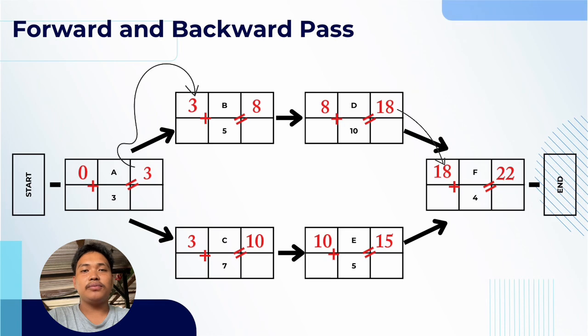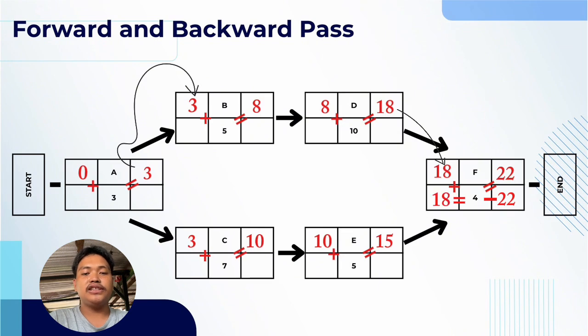To continue, backward pass, we will start at the right side. Copy the EF, or the earliest finish, down to the LF, or the latest finish. To determine the latest start, we're going to subtract the LF and the time. Since the rule in the forward pass is that you should add it, but in the backward pass, you're going to subtract. So 22 minus 4 equals 18.